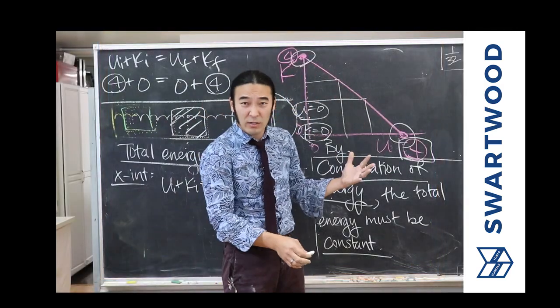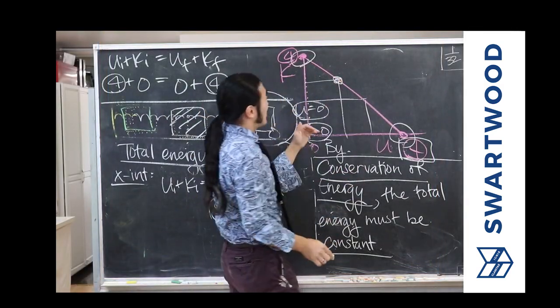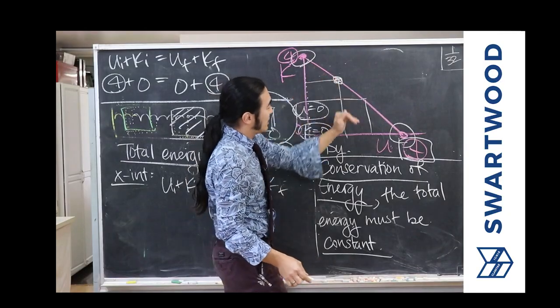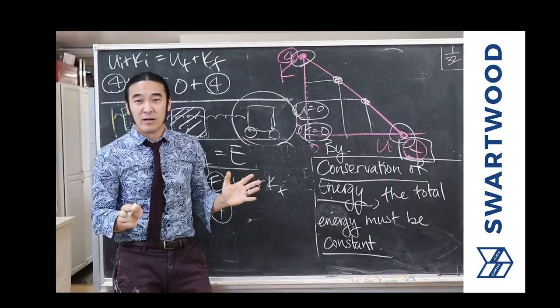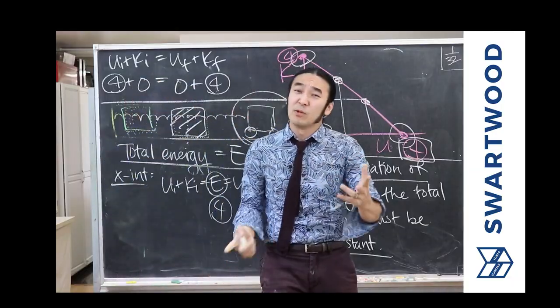In fact, anywhere along this line, the sum of the kinetic plus potential, and again, kinetic plus potential, it's got to be the same. It's always got to be 4. Okay? All right, not too bad. Let's move on to part B.